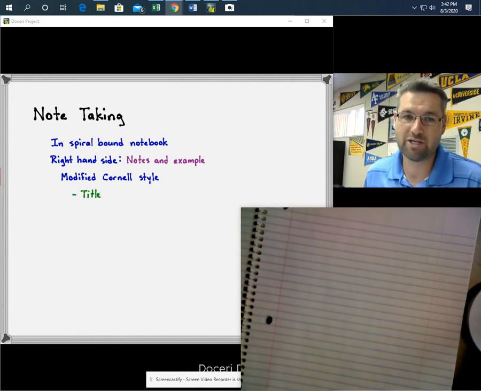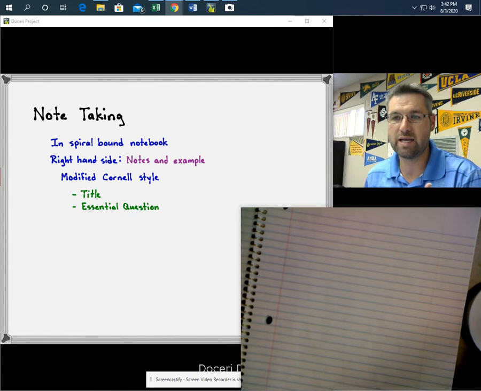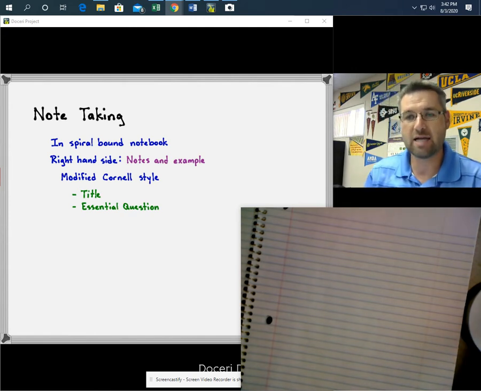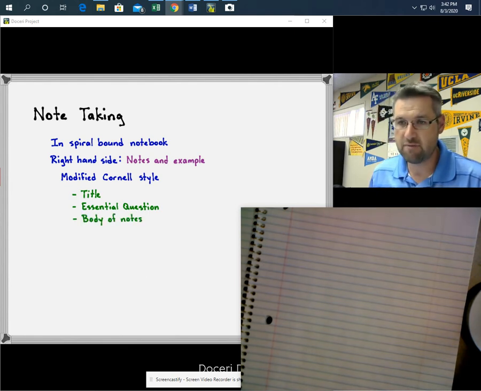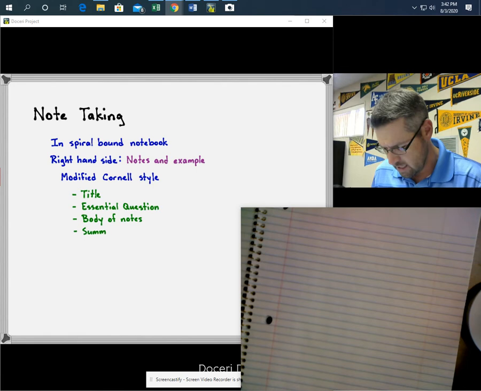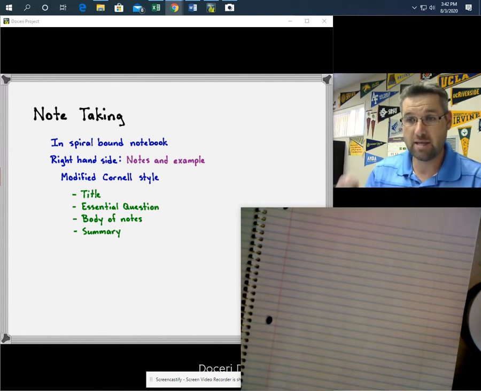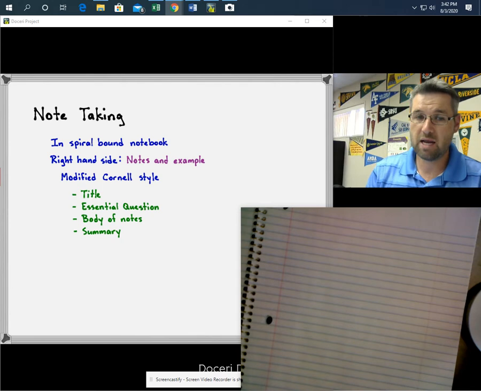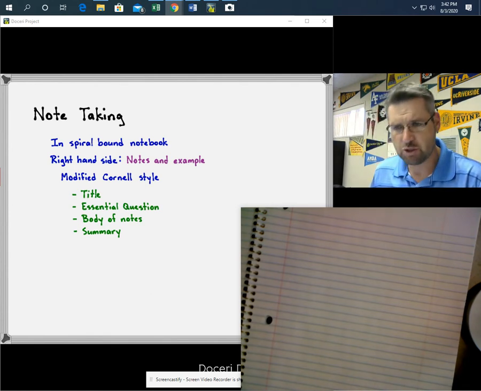Basically, what I'm looking for in terms of a Cornell-style note is the title. I am looking for the essential question, and normally that's written as an objective, and you write it as a question. You rewrite it so it says a question, okay? And then the body of notes, so the main purpose of the notes, and then at the end, a summary, and the purpose of the summary is to answer the essential question. So that's the format, okay? You're going to write down the title, the essential question, the body of notes, and the summary. And the more and more you do this, the more and more you familiarize yourself with the process. But just make sure you follow along with that.